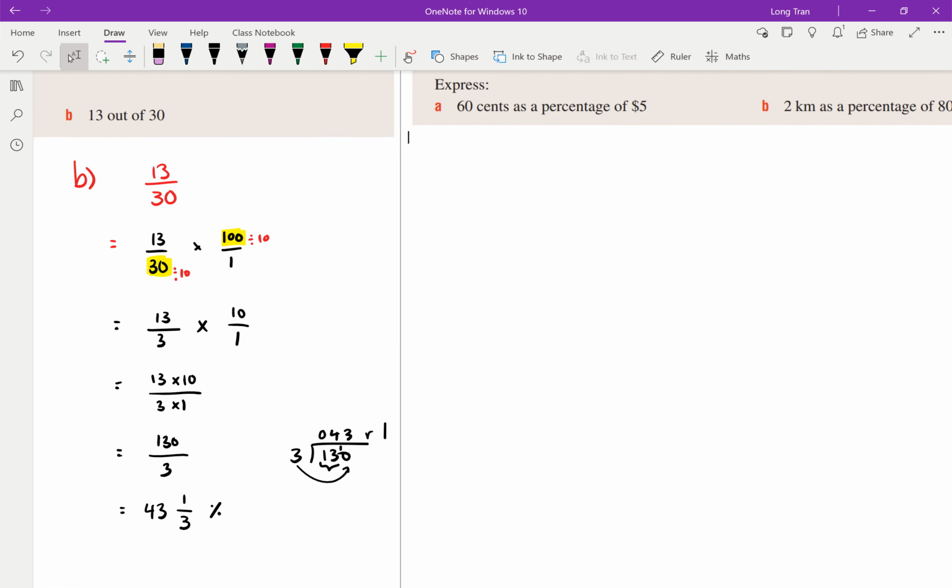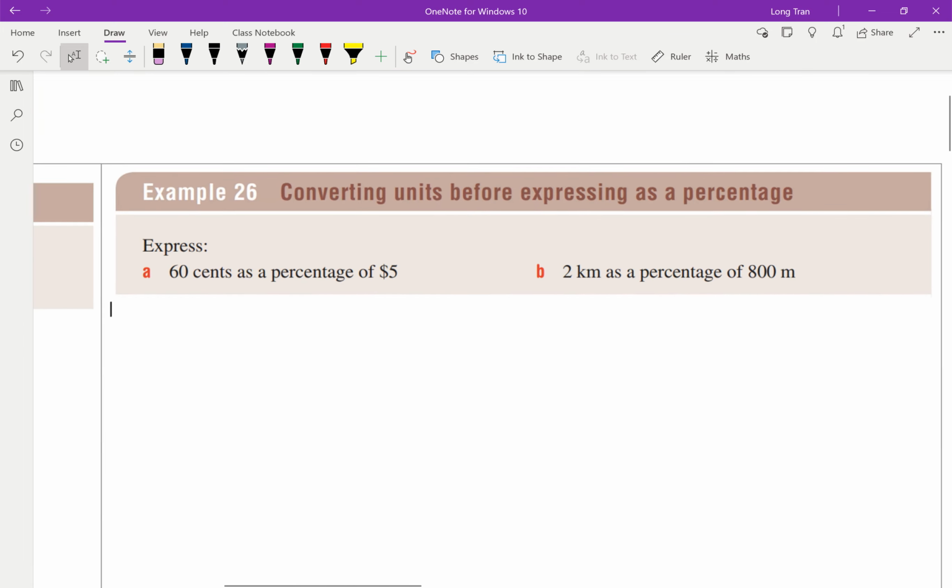All right, one last skill to do. What you see over here, this one, you're going to be able to do exactly the same thing. Just be careful. 60 cents as a percentage of $5. I often see students in the test do this. They write 60 over 5, but this is wrong. Why? 5 over 60? No, not 5 over 60 either. 60 over 500. Very good.